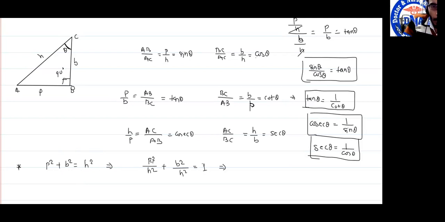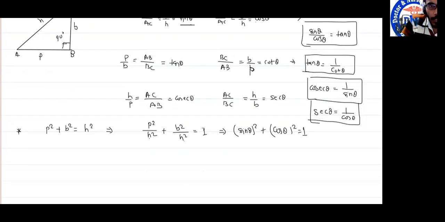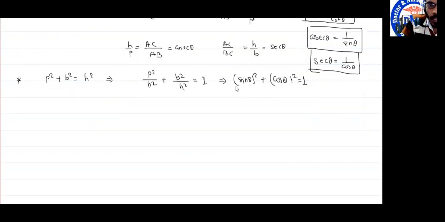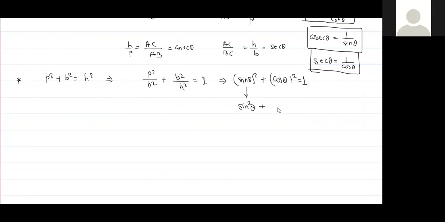Perpendicular divided by hypotenuse is sine theta, so you can say sine theta whole square. Base by hypotenuse is cos theta, so cos theta whole square. This is equal to 1. I write this in this manner: sine square theta plus cos square theta is equal to 1.